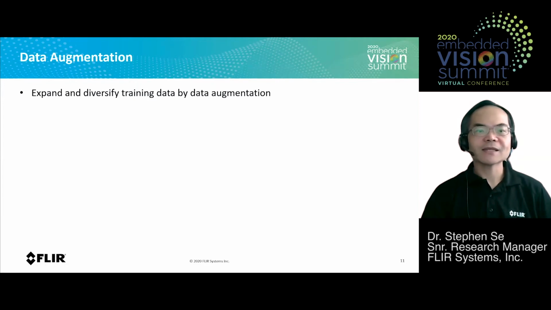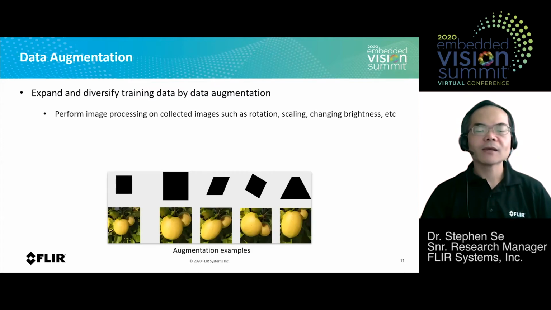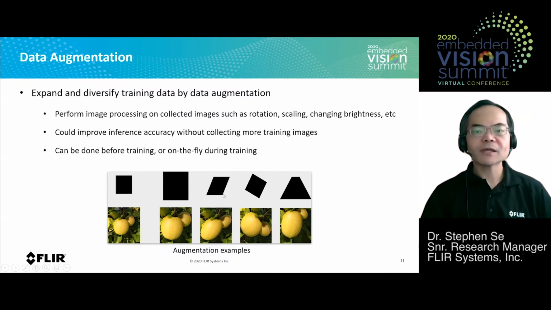Fortunately, we can expand and diversify the training data using a technique called data augmentation. The idea is to perform image processing on the collected images, such as rotation, scaling, changing brightness, etc. Then you don't need to capture actual images by rotating the camera, moving the camera closer, and so on. Some examples are shown here. This could improve deep learning inference accuracy without collecting more training data. This can be done before training by saving the augmented images to files or on the fly during training. To learn more about this, please check out Evan Jura's talk on data augmentation.